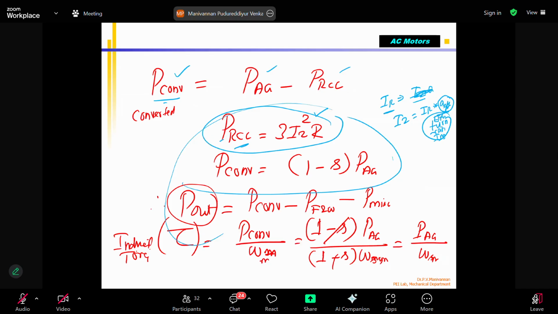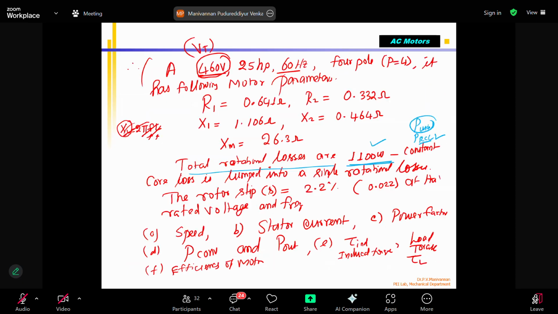To find PRCL, you need I2. That means first you need to find I2. To find I2, first you have to find IR. To find IR, what do you need? The induced rotor voltage ER will be given, R2 will be given, X2 will be given, and the effective turns ratio A effective of the motor will be given. Once it is given, you can find out IR. From IR, you can find out I2. Once you have found I2, then you can compute PRCL. Wherever you have to use PRCL, you can use it.